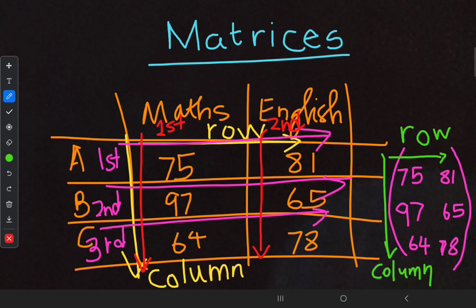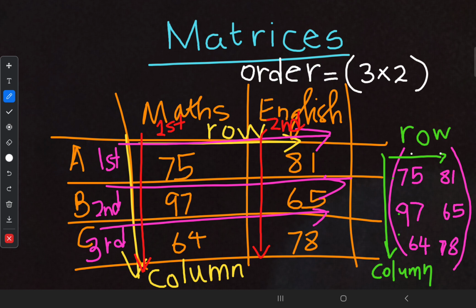Then, row and column accordingly. First of all, you have to consider how many rows there are in this data set. When we count 1, 2, 3, there are three rows. So here you have to indicate 3. And how many columns do we have? Only 1 and 2. So 3 multiplied by 2. This is the order of this particular matrix, because there are 3 rows and 2 columns in this given data set.